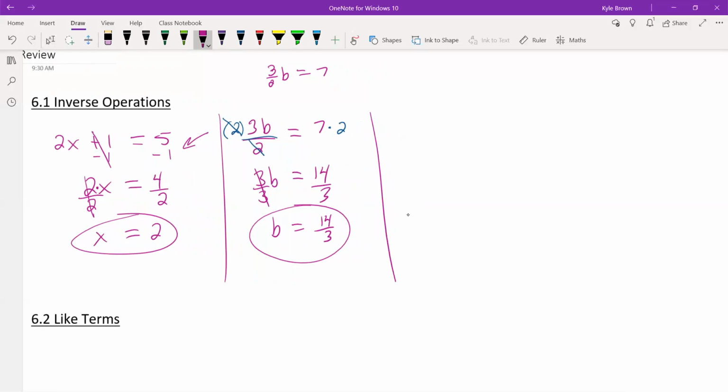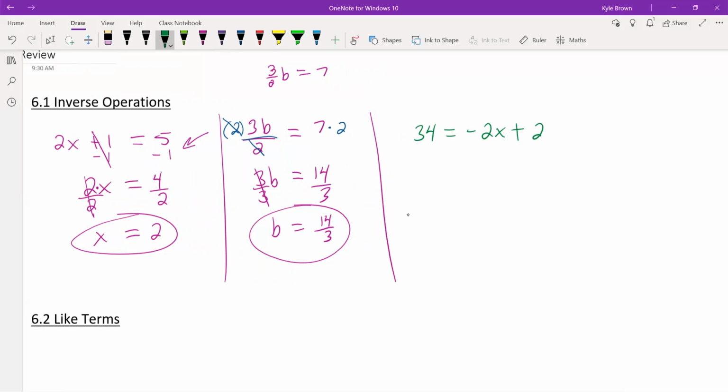All right, let's do another one. So let's do, what's a good one here? One that might mess you guys up. Let's do one like this. So let's say we've got 34 is equal to negative 2x plus 2.